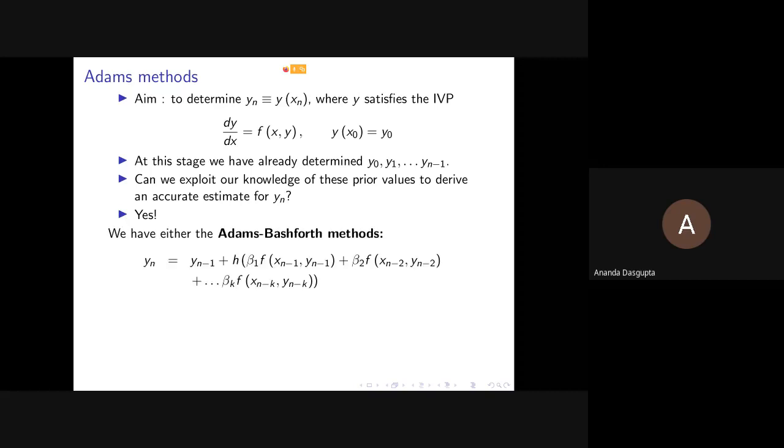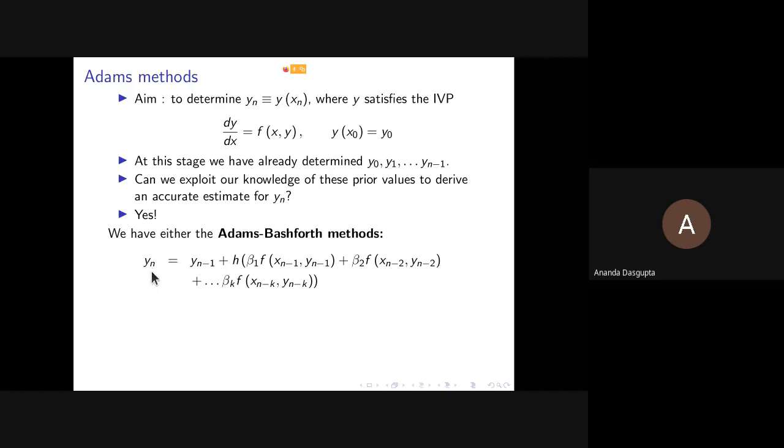So basically, there are two kinds of methods here. They're called the Adams-Bashforth methods and the Adams-Moulton methods. Let me just point out what the Adams-Bashforth method is. It may look a bit complicated, but it's really not.